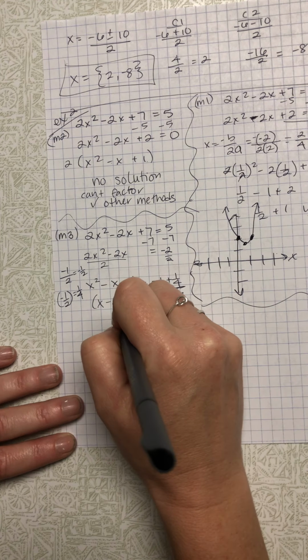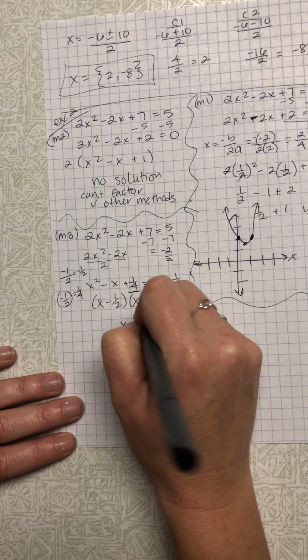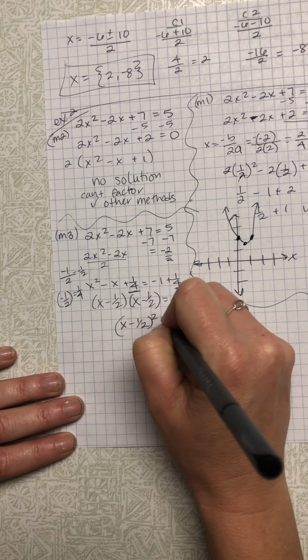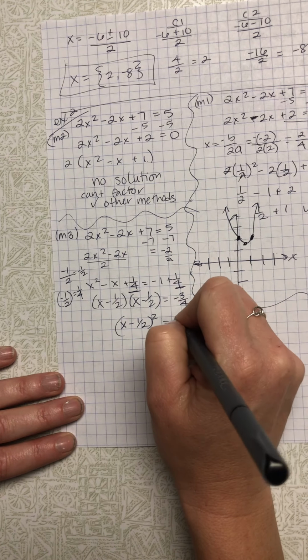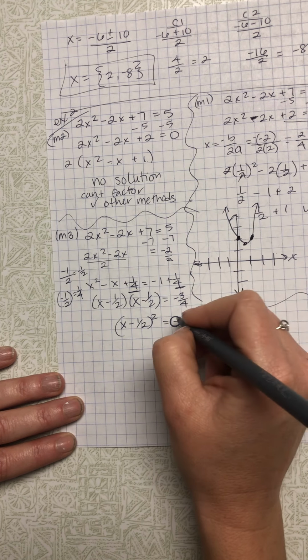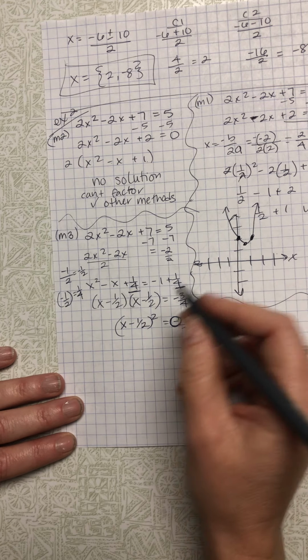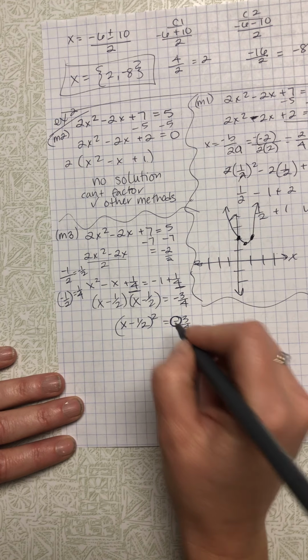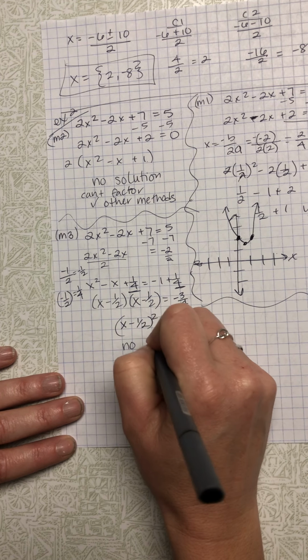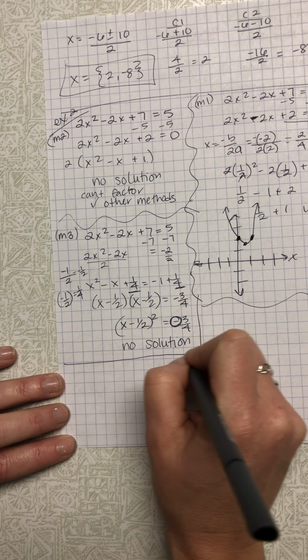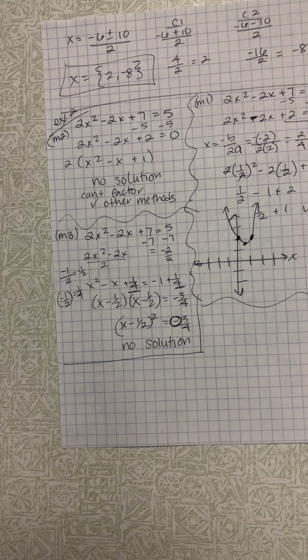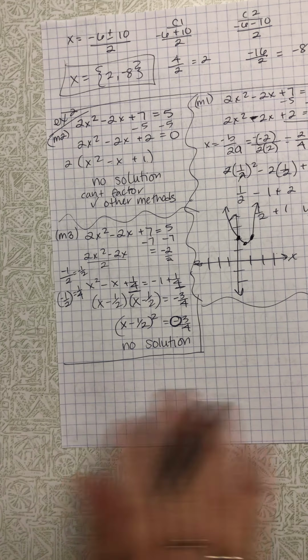And if we were to simplify, we have x minus 1/2 squared is equal to negative 3/4, which there's a negative and it can't be rooted, right? If there's a negative on the right, then we can stop. It's no solution. Okay. Last one.